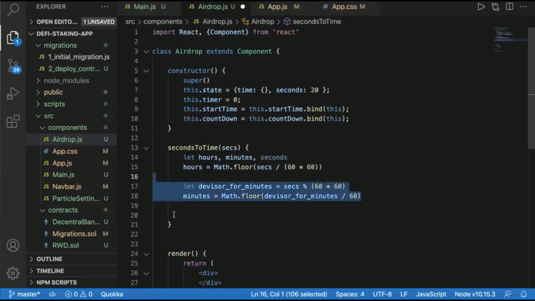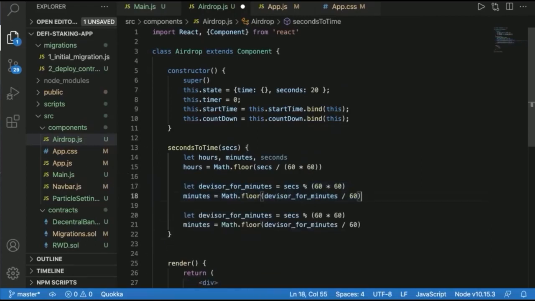So it would actually look something like this, right? We would say let divisor for seconds, and let's paste that there. So let the divisor for seconds equal what? Well, we only need 60 seconds, right? We don't need to get minutes. We had to do 60 to 60, but since this is seconds, we only need 60.